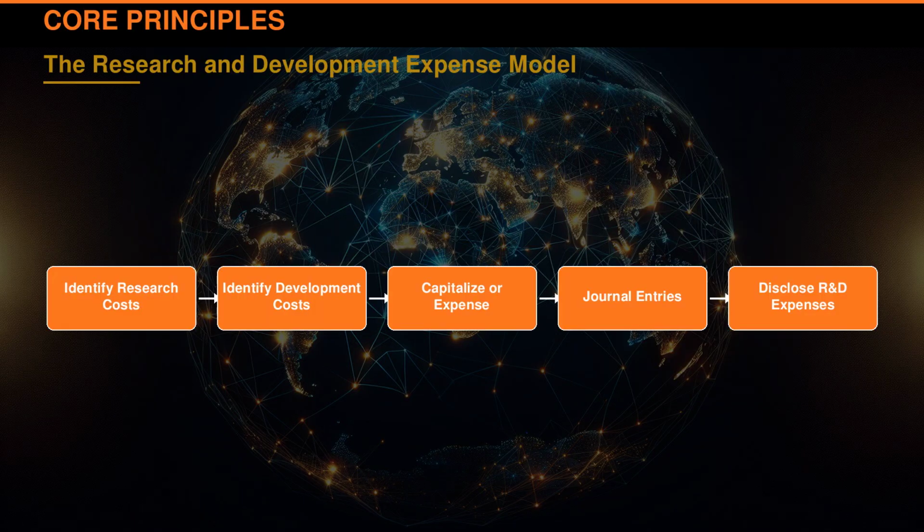The research and development expense model under ASC 730 systematically categorizes costs associated with R&D activities. Let's consider Meridian Corporation investing $5 million in an AI project. We'll explore how this model guides them in identifying, managing, and reporting their research and development expenses, ensuring compliance and transparency throughout their financial statements. This journey reveals the crucial steps from initial cost identification to final disclosure.